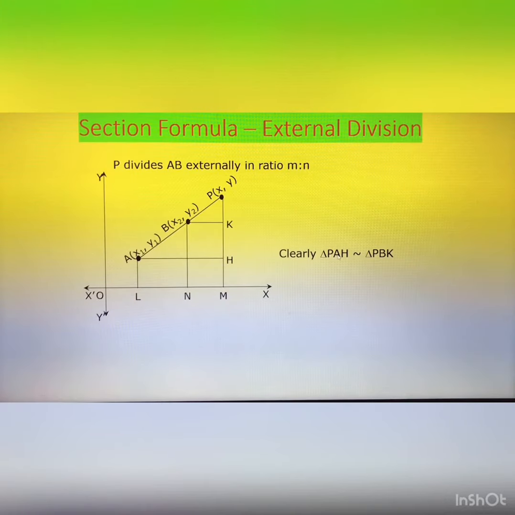So angle P, triangle PAH is similar to triangle PBK. You can see that in the diagram. If these two triangles are similar, then their ratios are also equal, meaning the whole side, that is AP divided by BP. Similarly, the whole side AH divided by BK, and similarly PH divided by PK. PH is this one and PK is this.